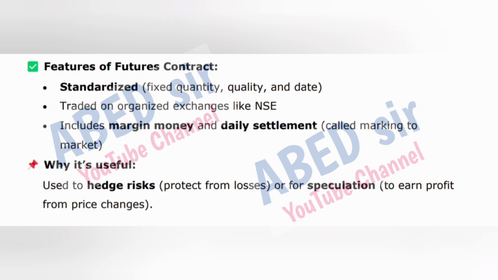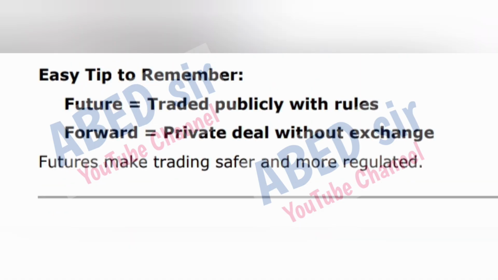Features of futures contract. Standardized, fixed quantity, quality, and date. Traded on organized exchanges like NSE. Includes margin money and daily settlement, called marking to market. Why it's useful? Used to hedge risks, protect from losses, or for speculation, to earn profit from price changes. Easy tip to remember. Future equals traded publicly with rules. Forward equals private deal without exchange. Futures make trading safer and more regulated.